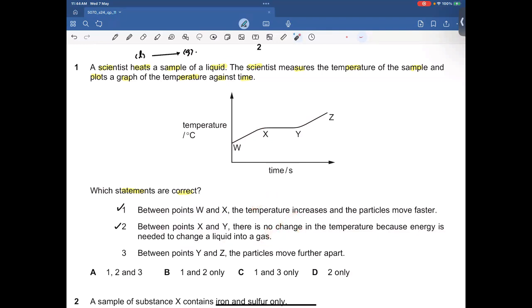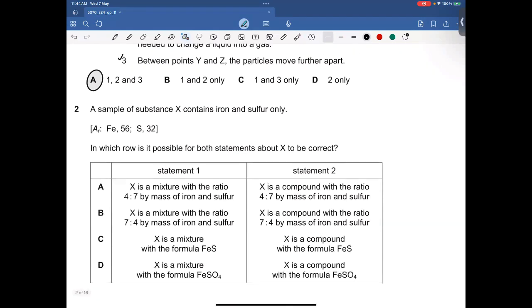Next, between point Y and Z, the particles move further apart. Obviously, between Y and Z, the gaseous state exists. In the gaseous state, particles are very far away from each other. So the third statement is also right, which means A is going to be the right answer. Okay. Next question.